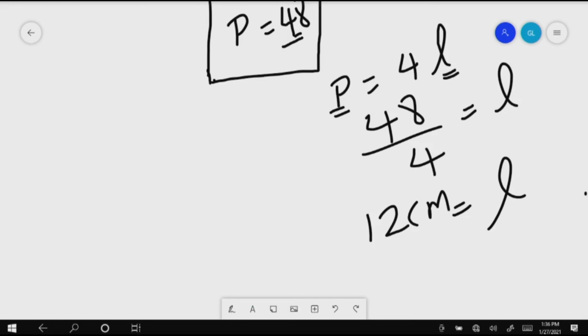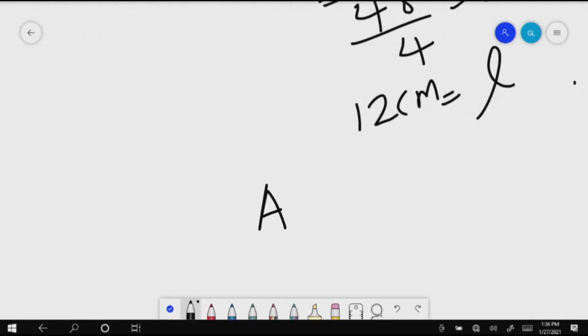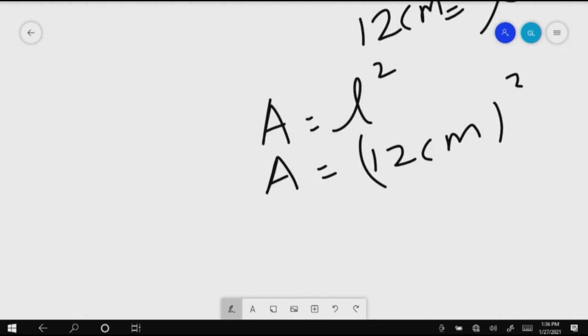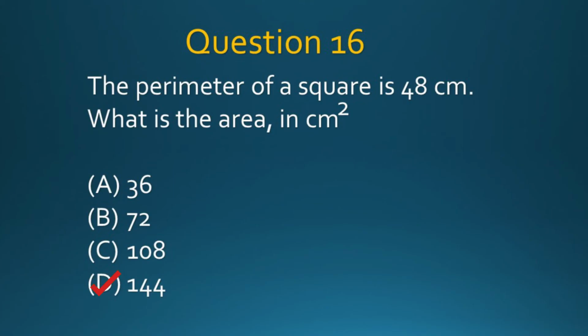The area for a square is L square. Knowing the length of the sides of the square, we can find the area. The area, therefore, is 12 cm square, which gives us the area of this square as 144 cm square. So our solution is D.